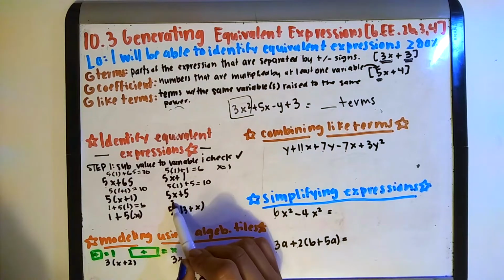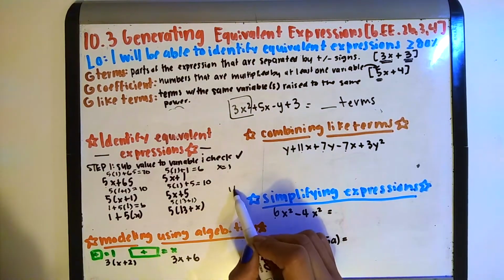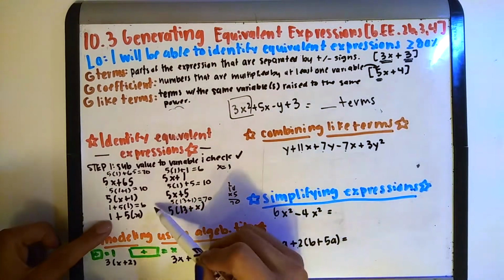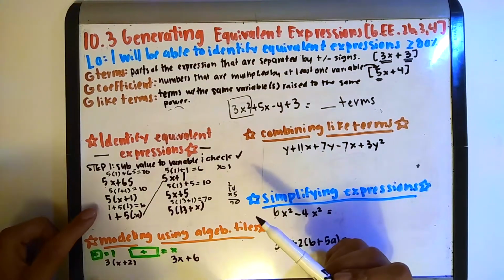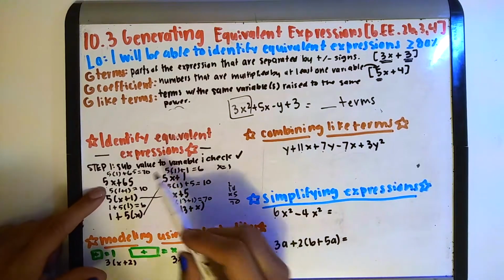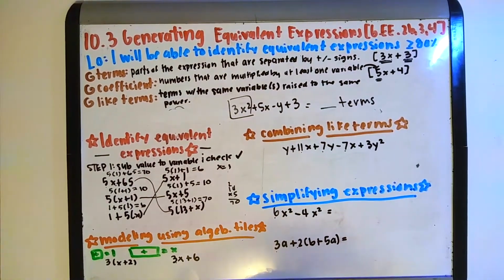This one I have 5 times 13 plus 1. So 13 plus 1 is 14. And 14 times 5 is 70. So then I can match them up. 6. So these two are equal. They're equivalent. And then these two right here are equivalent. And then these two right here are equivalent. So that's a way that you can check to see which expressions are equivalent.